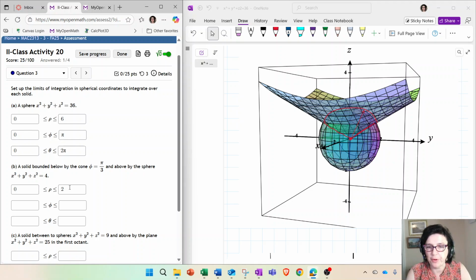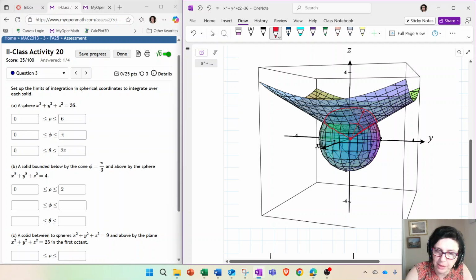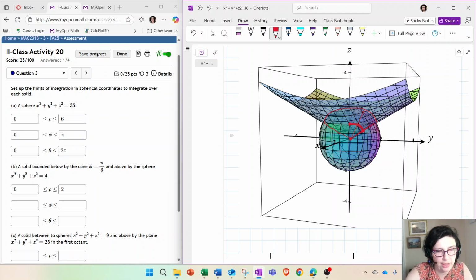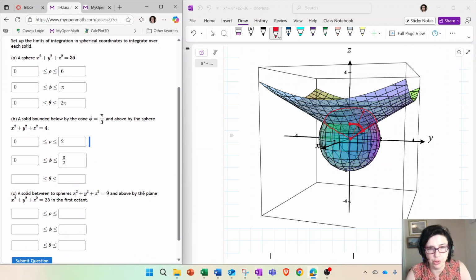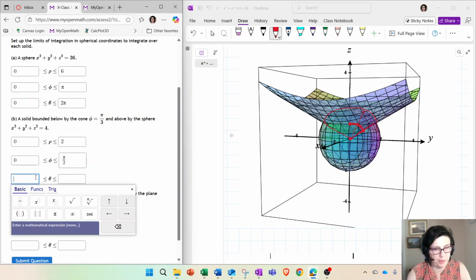What about the angle phi? Well, the angle phi is the angle with the z-axis. When we are on the z-axis it is 0. When we are over here, because the cone equation is phi equals pi over 3, pi over 3 is your angle, so phi is going to change from 0 to pi over 3. Theta here goes all the way around again, so that's just going to be 0 to 2 pi.